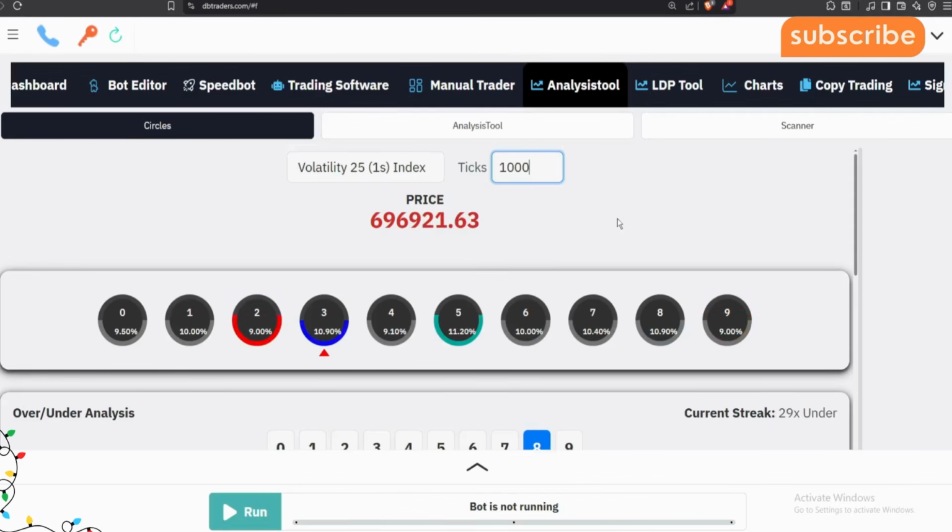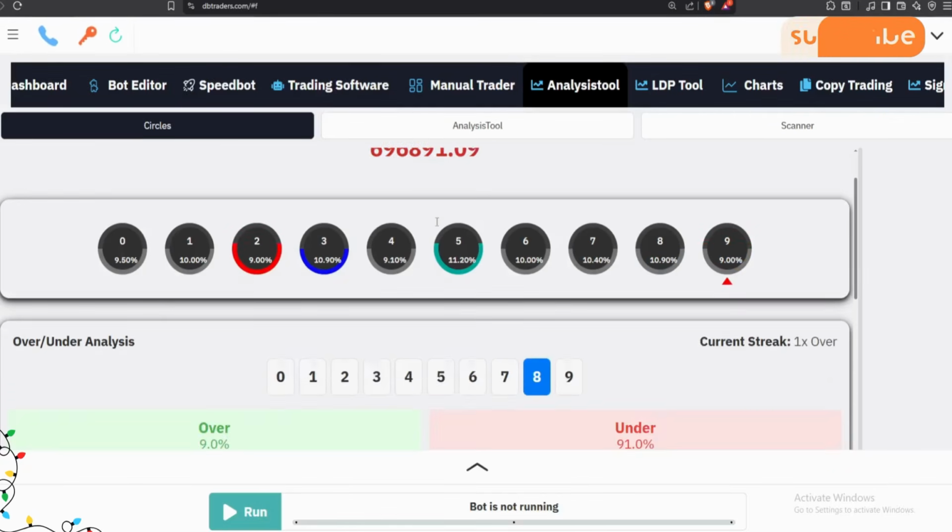In today's video, I'll be looking at between over 2 and under 7. I know most of you trade these markets. Which one should you trade? Which one is most preferable? Again, this is exactly what I'm looking at in this video.